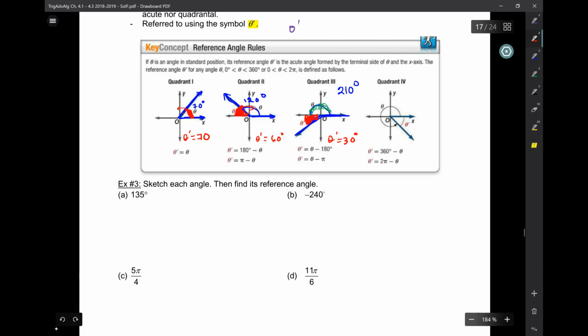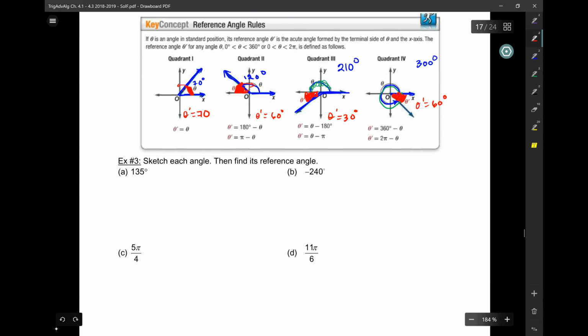Okay. And then here, let's say we have an angle of 300 degrees. 300 degrees is all the way there. Reference angle, terminal side to the nearest x-axis. So again, I think to myself, all right, had I made a full circle, it would have been 360. But I stopped short. How much short? From 300 to 360, 60 degrees.